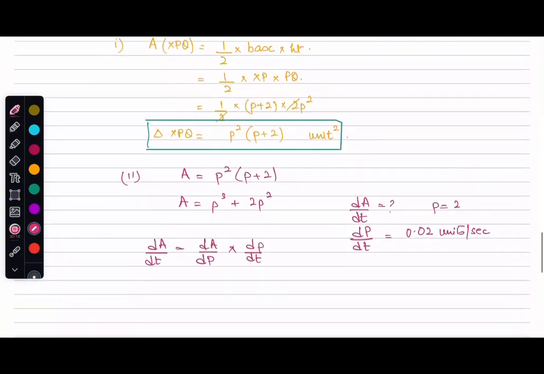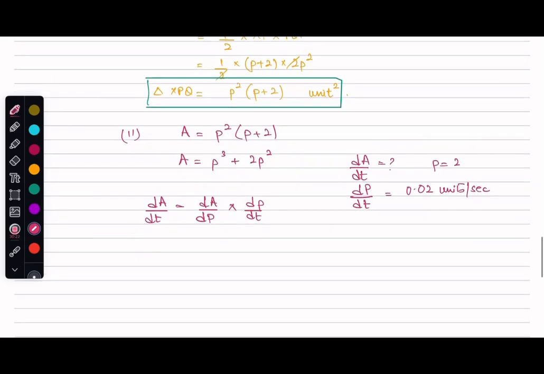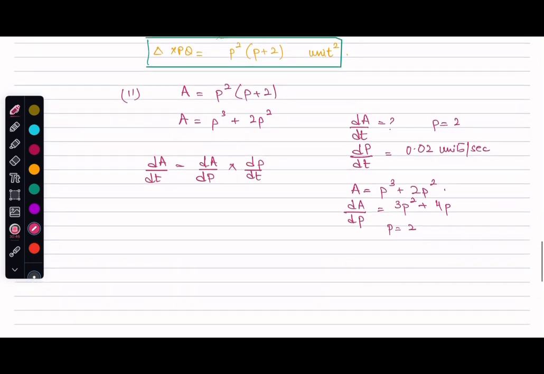So the only thing I need is dA by dP. If the area here was P cube plus 2P square, then the change of area with respect to P shall be 3P square plus 4P, since 2 times 2 gives me a 4, and P square reduces to P. If P equals 2, then I can get the value of dA by dP, which is 3 times 2 the whole square plus 4 times 2, that is 12 plus 8, which is 20. This is dA by dP, and it is going to be 20.